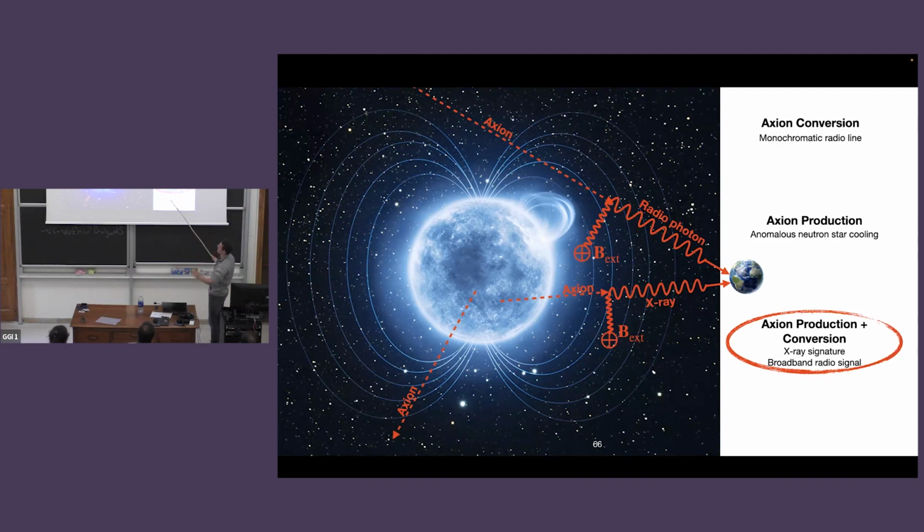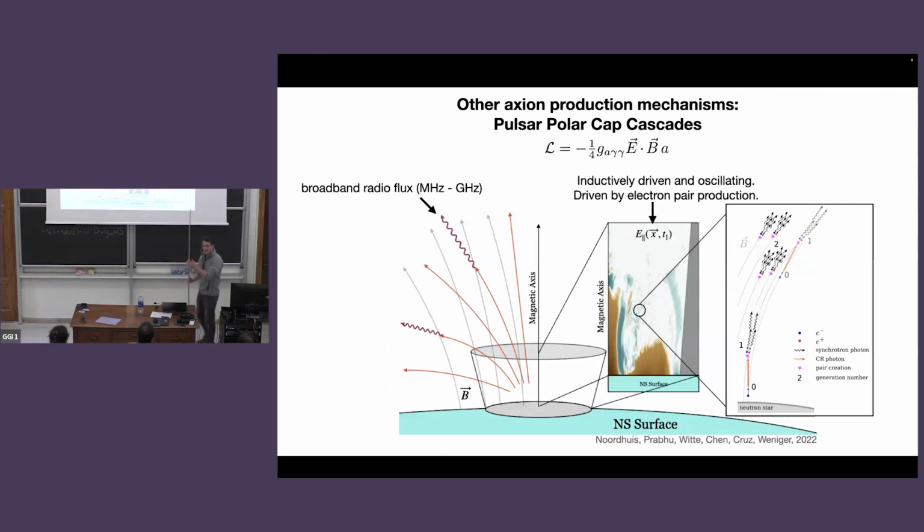So I only have like 3 slides left, and that's just about the other signature that you can get from production plus conversion. In this case, you do not actually produce axions in the core of the neutron stars, but there's a different way of producing them, which is in the magnetosphere. If you recall, the axion couples to E dot B. B is relatively large in the magnetic field, so you just need a component of E that's parallel to the B field in order to get any sort of axion production.